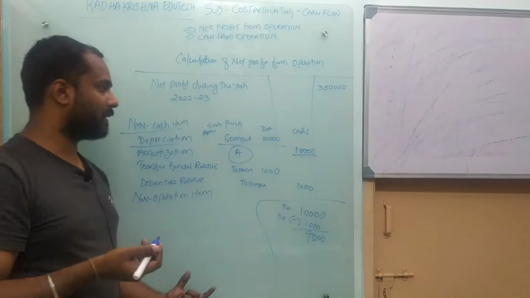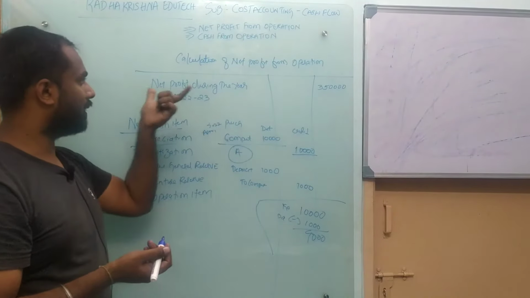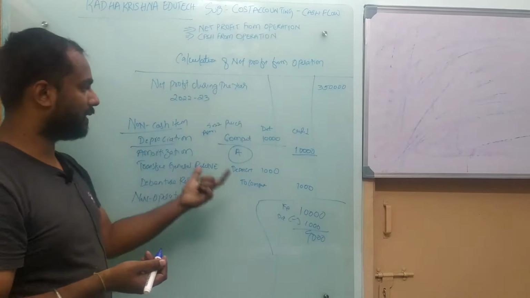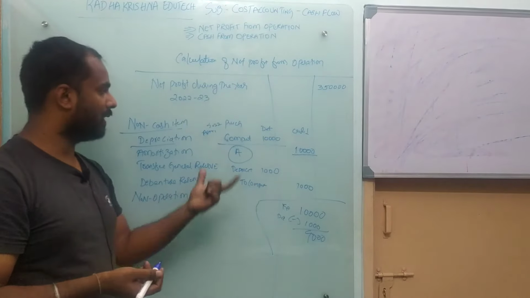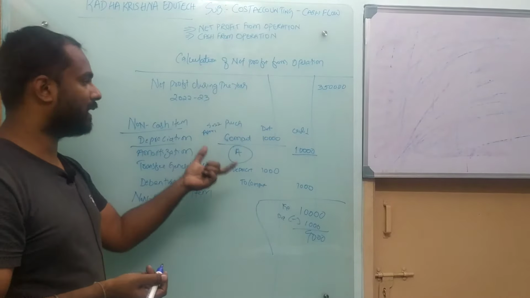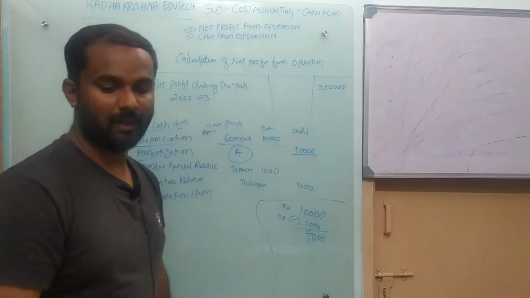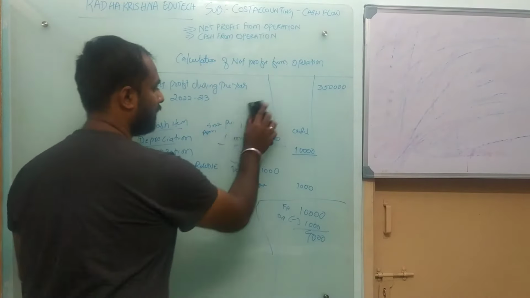That will come under investment activity. But now we are doing only the calculation for profit from operation activity, so in that case we will not take anything. This 10,000 will not be a cash outflow. Okay, you got it right.